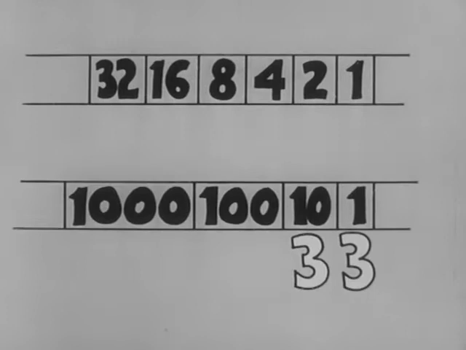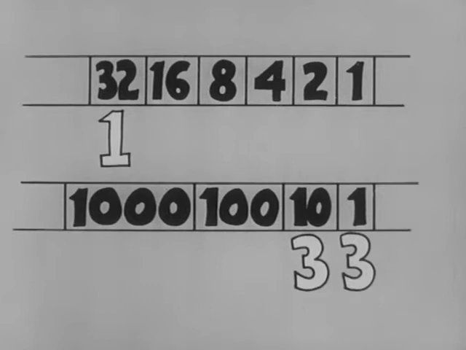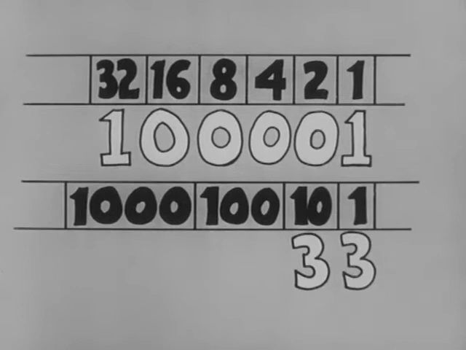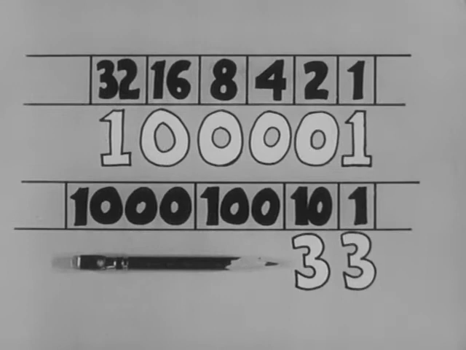This has a value of 32, and a 1 in the first position, which has a value of 1. 32 and 1 equal 33. This may seem like a terribly awkward way to express numbers, and it is when you're using pencil and paper, but it isn't when you're using an electric voltage.